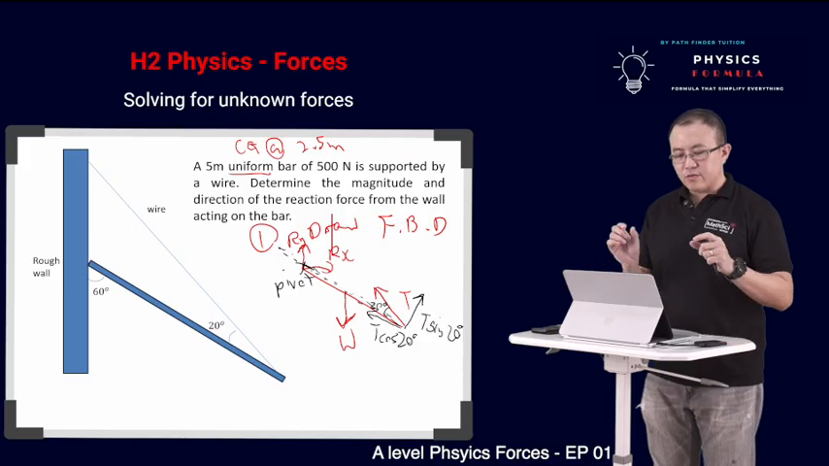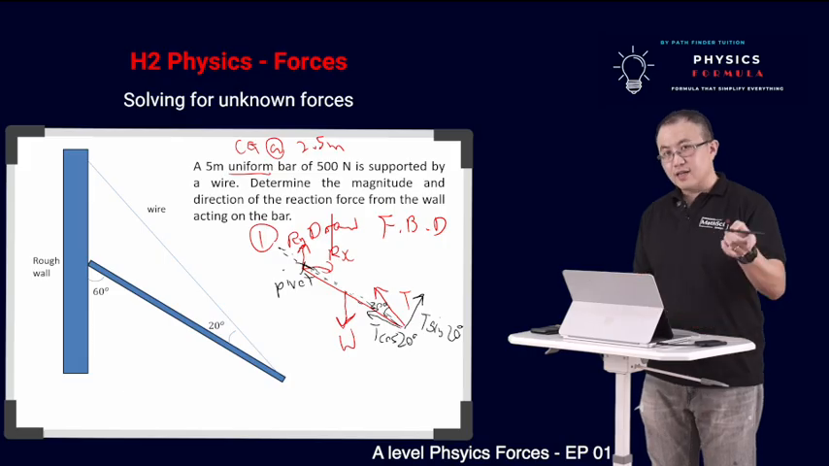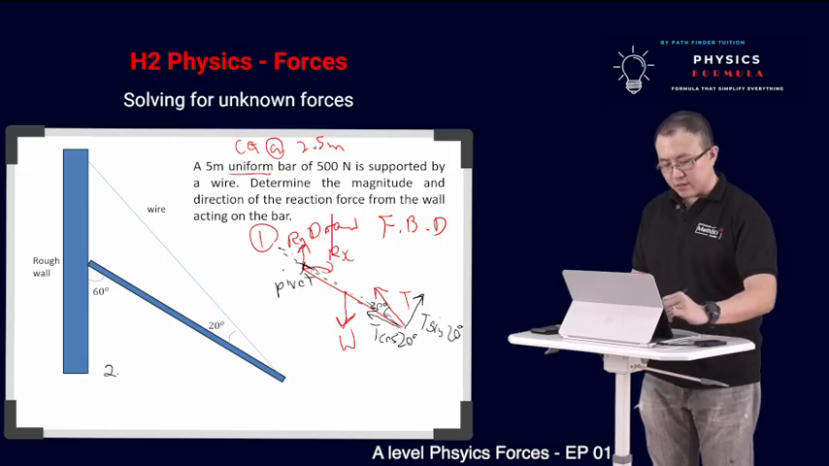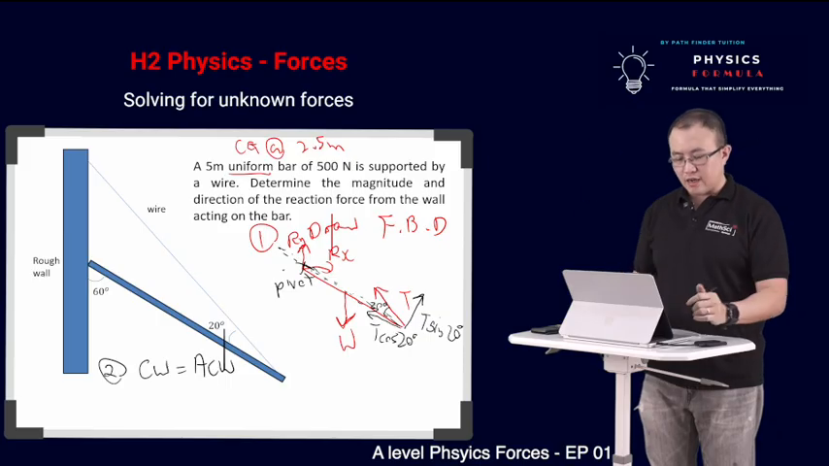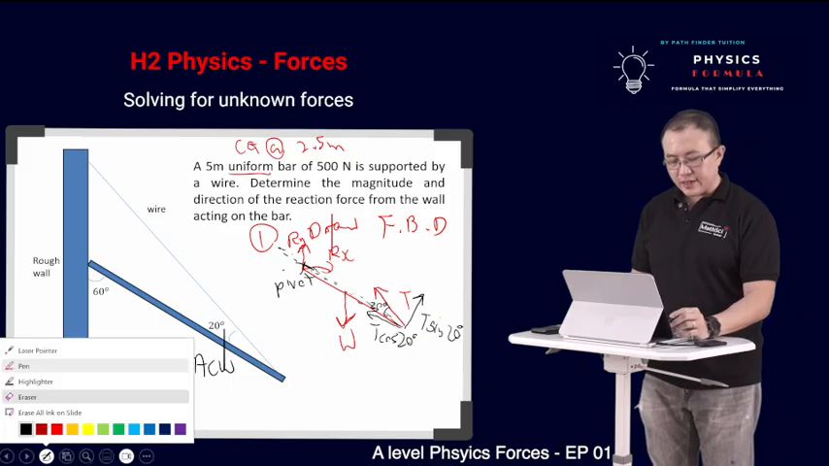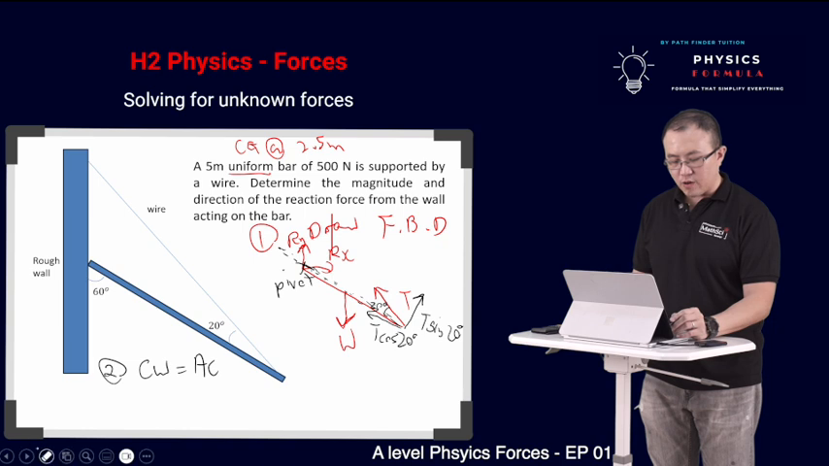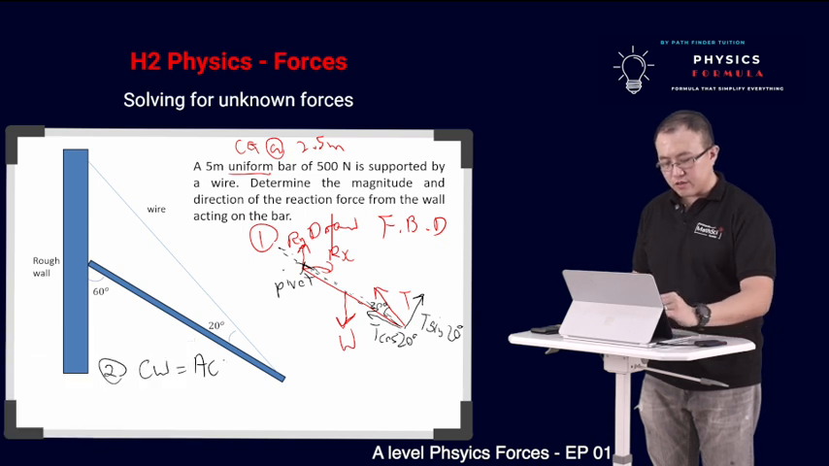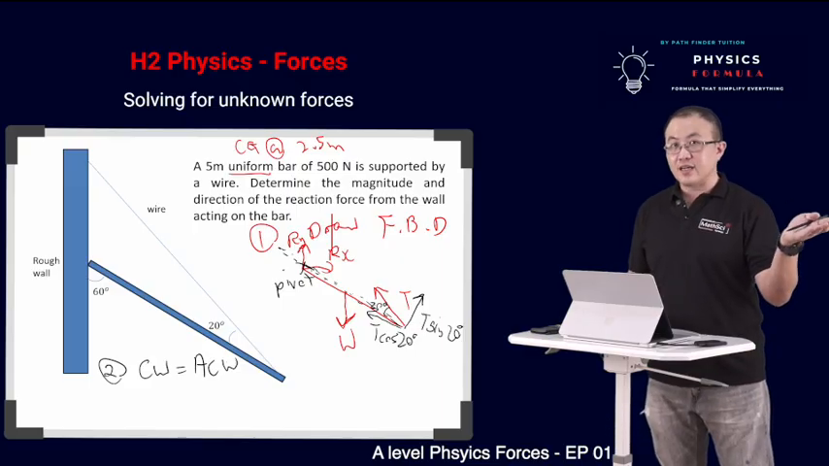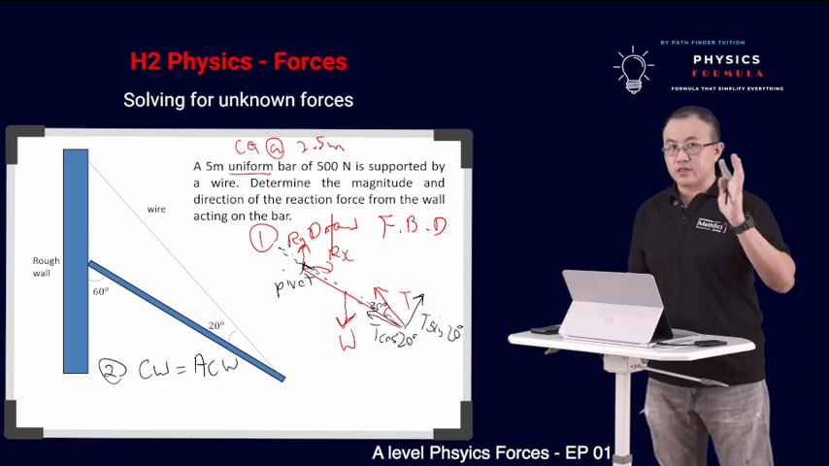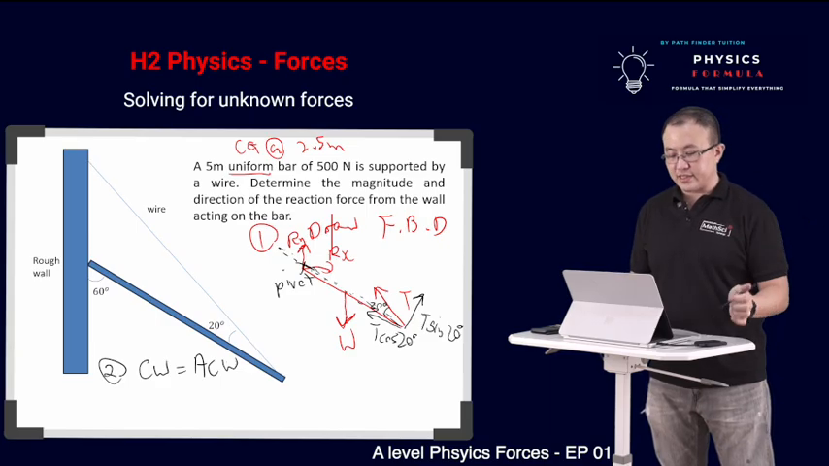Now, after we have figured out all these things, let's try to find T first. How will it look? Clockwise equals to counterclockwise. So step 2, CW equals to ACW. Take note that step 2 can also be upward force equals to downward force, provided that you have enough information about all the forces. If not, then please use moment, because when I take pivot about the edge, I can basically ignore Rx and Ry, because they will not be generating a moment, no perpendicular distance.